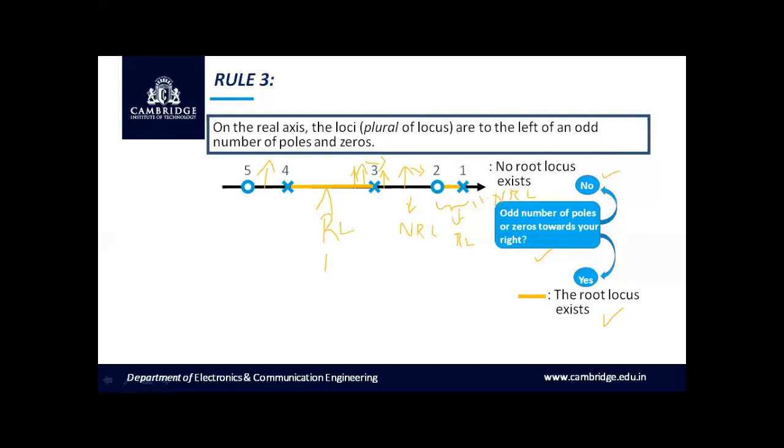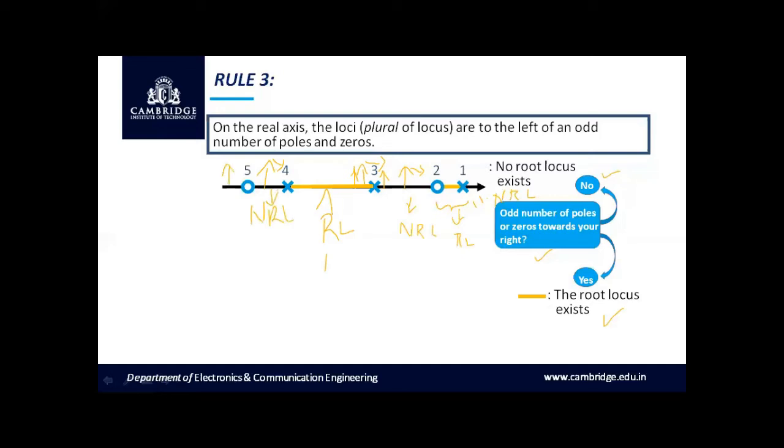Now you are here at this location. Look towards your right. Ask the question once again. Do you have any odd number of poles towards the right? No, I don't have any odd number of poles. I have 4 poles and zeros. Hence, root locus does not exist in this region. I can write it as NRL.